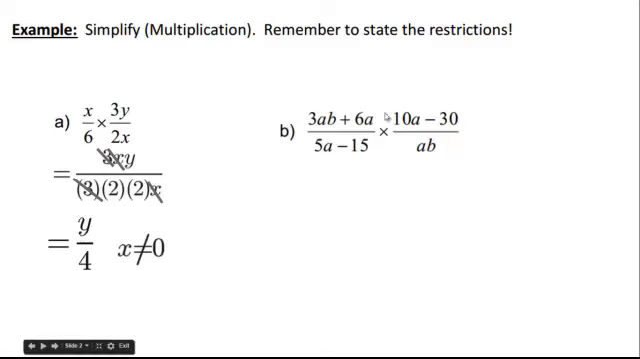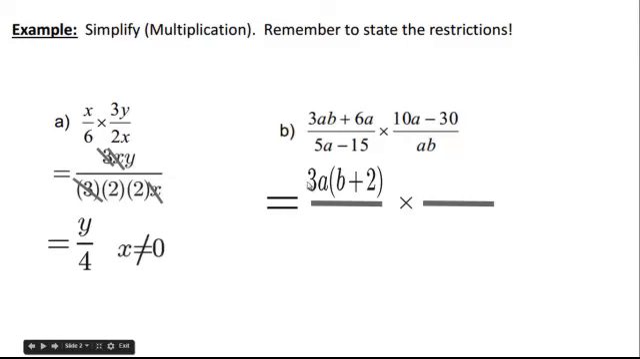Okay, so we've got on the top left here, and you can factor these. You can always pause the video and try it on your own, and then just play the video again. We put all the lines here. We're going to do the top left. Factor out 3a. We're left with b plus 2.